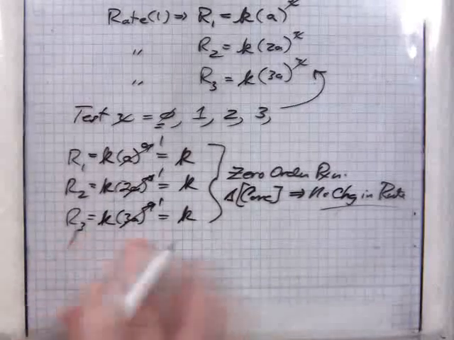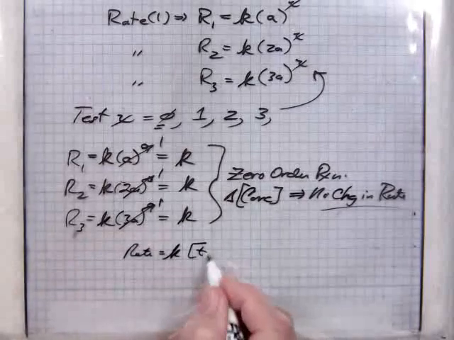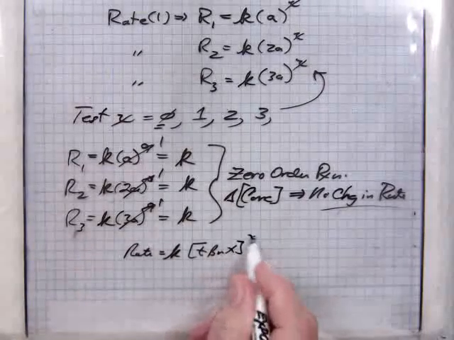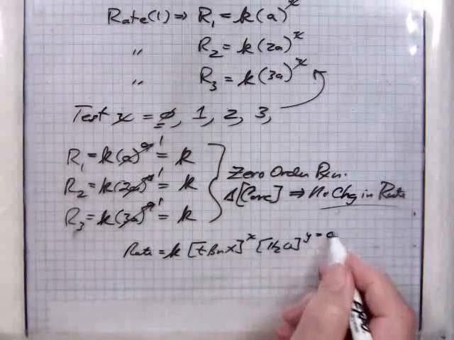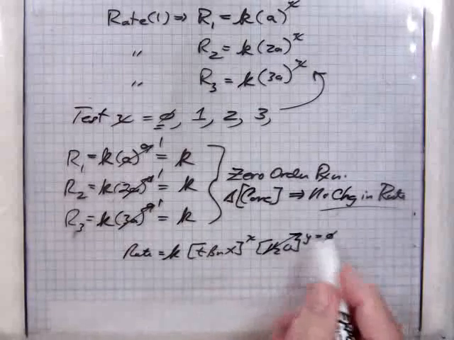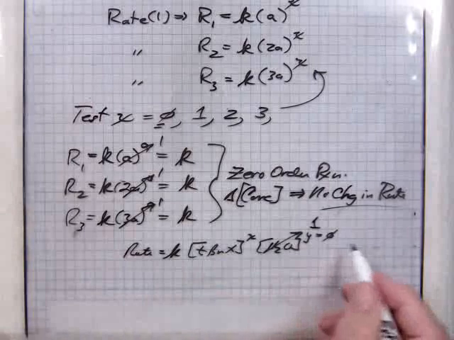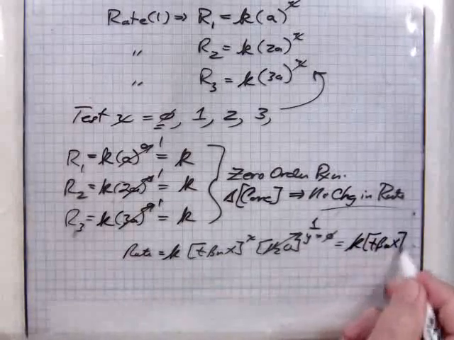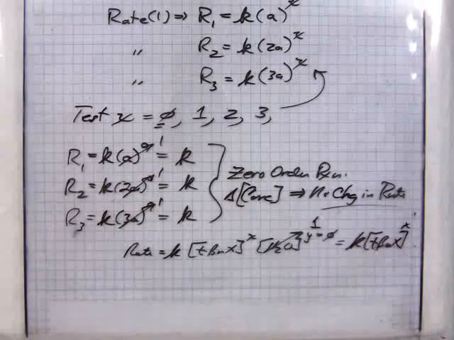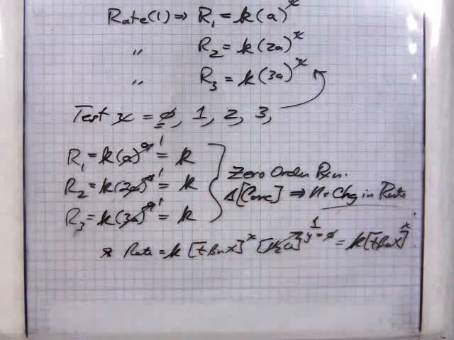I should have written it out in the rate law. Rate equals K, T-butyl halide to the X, H2O to the Y. Well, Y is 0. So what this does, this goes to a 1. And so your rate law will reduce to K times T-butyl halide raised to the X power, and all you have to do is get K and X in the final analysis. So this is what a zero-order reaction says.